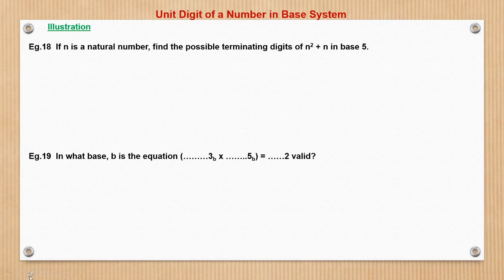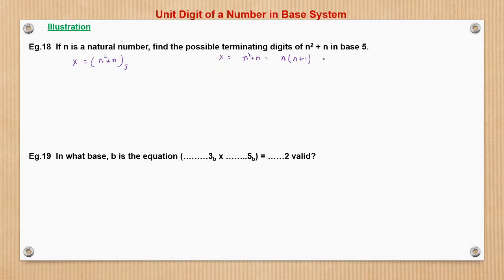Here the question is, if n is a natural number, find the possible terminating digits of n square plus n in base 5. So let x be a number of the form n square plus n in base 5. First let us dig a bit into this n square plus n, which is nothing but n into n plus 1. Now n into n plus 1 is the product of two consecutive integers.